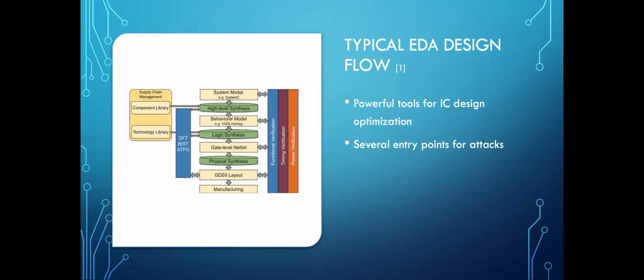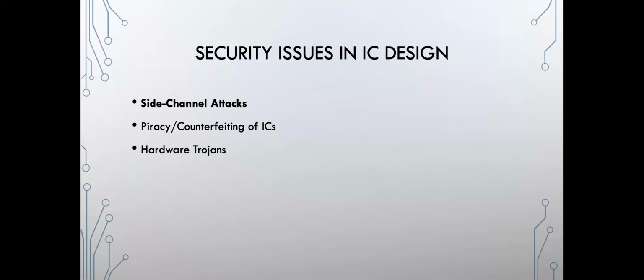For example, as you will shortly see, one of the most powerful vectors of attack are SCAs, which are side channel attacks, and these could result from optimizations done by EDA design tools. Another avenue of attack, which could be introduced by EDA, are Trojans, which are introduced through the supply chain management, particularly through the use of third-party libraries. So that being said, we'll go on to discussing our security issues.